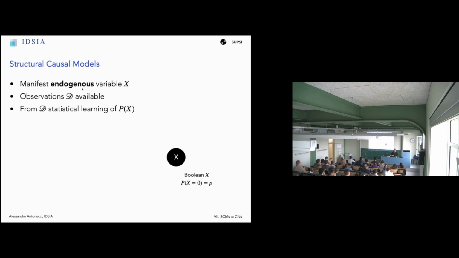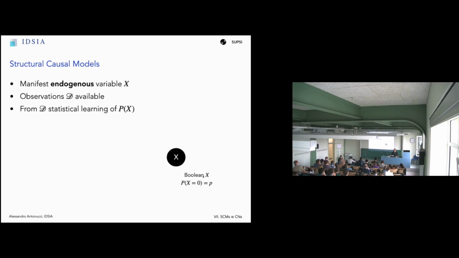So let me start from a variable which is not latent, which is manifest, a variable we can observe, a variable for which we are going to collect data. Let's say this is x, and I call these kinds of variables endogenous. So these are part of my system. And this is my variable x. Very stupid example. Well, let's say that x is a Boolean variable.